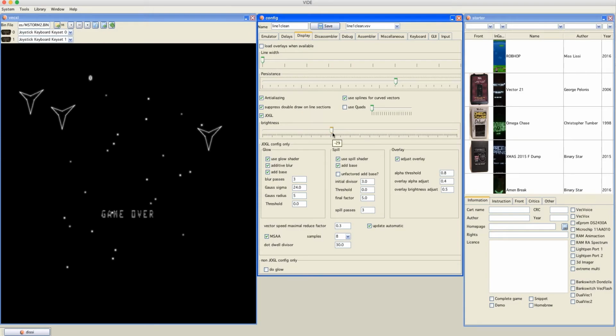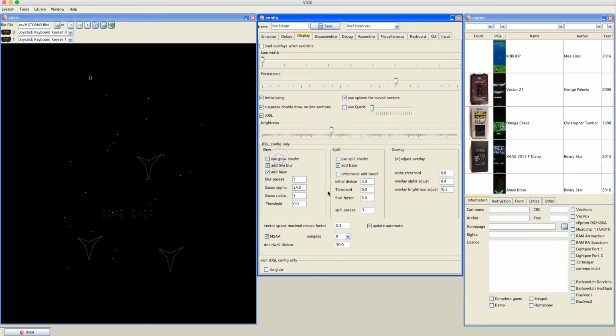Below in the JOGL configuration there are shaders. I will come to that later. For now I switched all shaders off. You have a brightness control over the vectors. It is a much finer brightness control than before. I will leave it somewhere here.